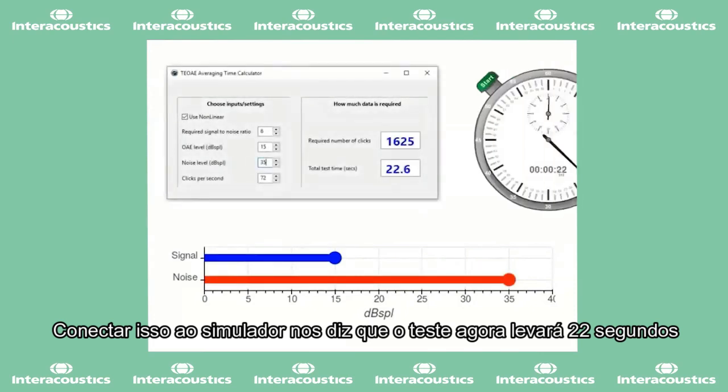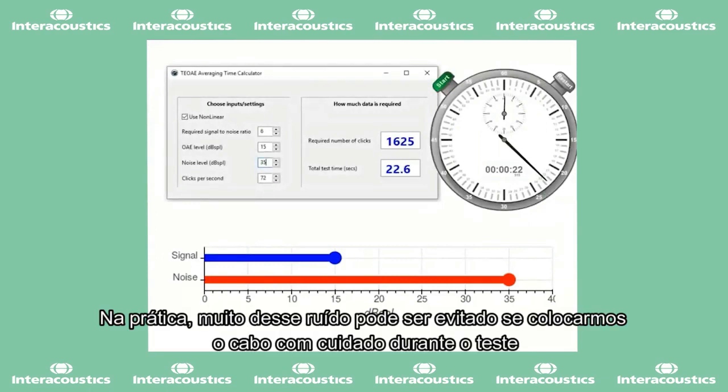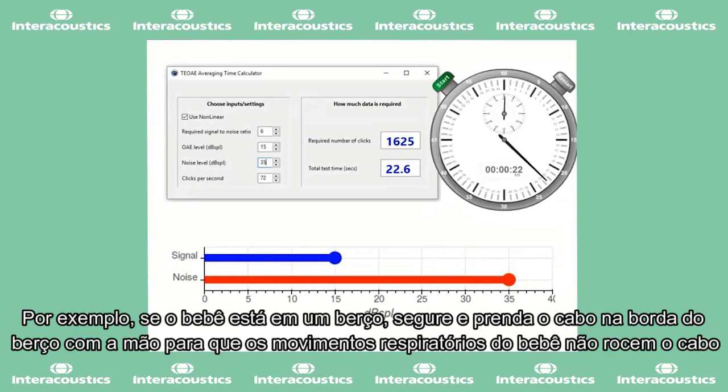22 seconds. Okay, so at a practical level, a lot of this noise can be avoided if we place the cable carefully during the test. For example, if the baby's in a crib, support the cable and clamp it tight over the edge of the crib with your hand so that the breathing movements of the baby don't rub the cable.